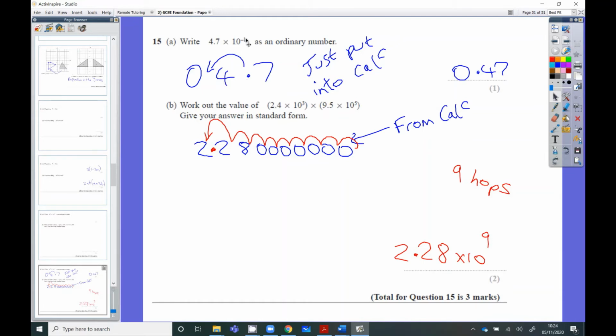It's times 10 to the minus power, so this means it's a small number. So write your 4.7 down and put some zeros to the left to jump over. We're just doing one hop to the left, so that gives us 0.47.